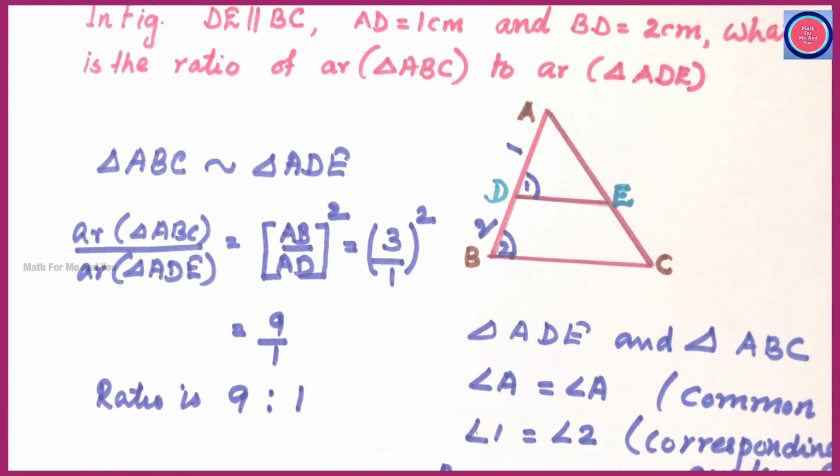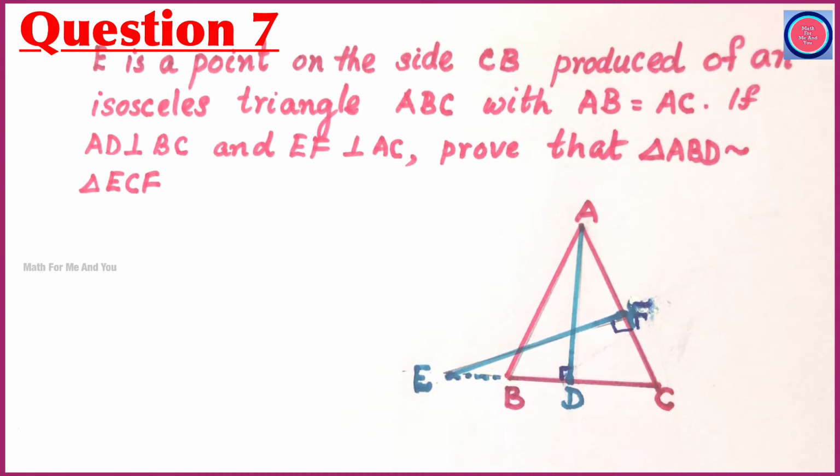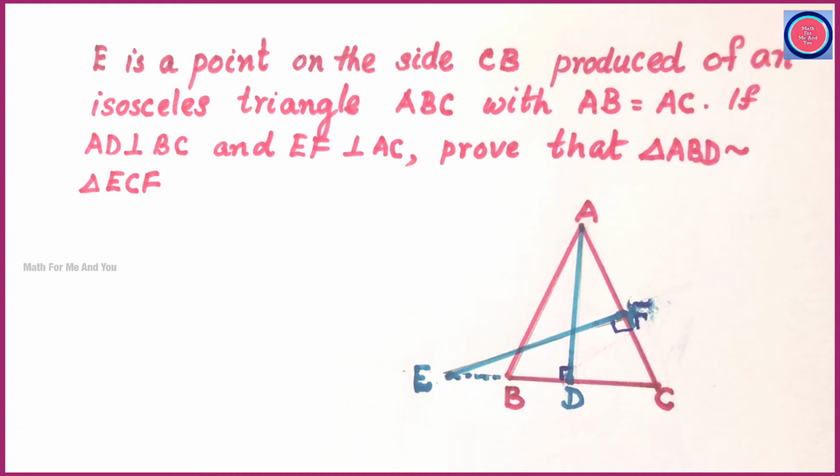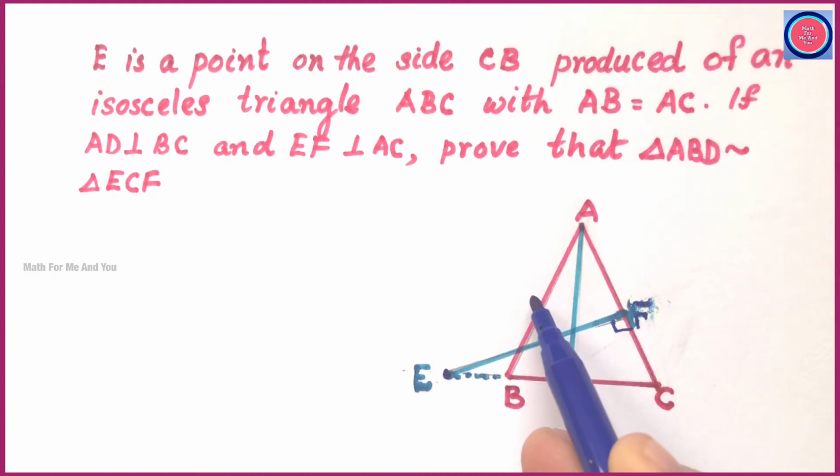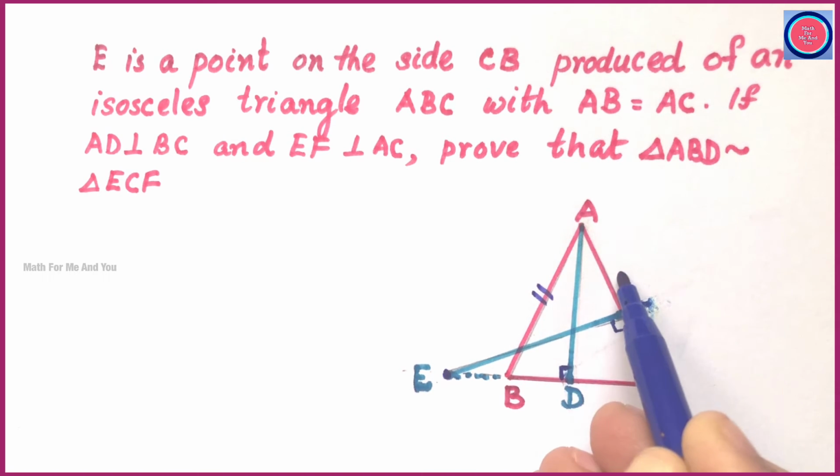Now we can go to the second question. E is a point on the side CB produced of an isosceles triangle ABC with AB equals AC. If AD is perpendicular to BC and EF is perpendicular to AC, prove that triangle ABD is similar to triangle ECF. Look at the figure given in the question. You can see E is a point on the side BC and the isosceles triangle has two equal sides. What are they? AB and AC.